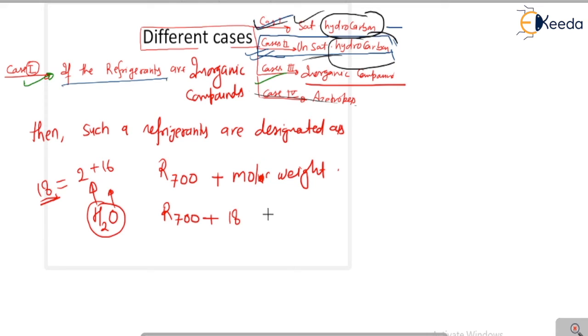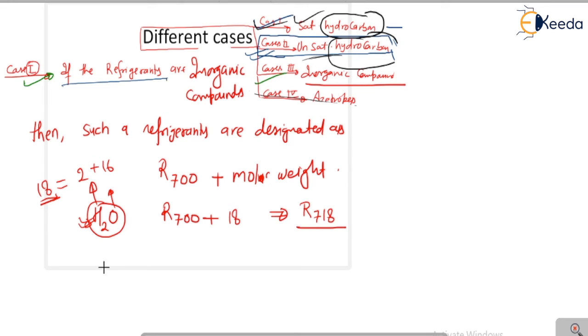That means if we want to designate our water, because water is an inorganic compound, we have to write it in this form. That means R718 is the special designation of water. Is it right? So my dear friends, this is the way.